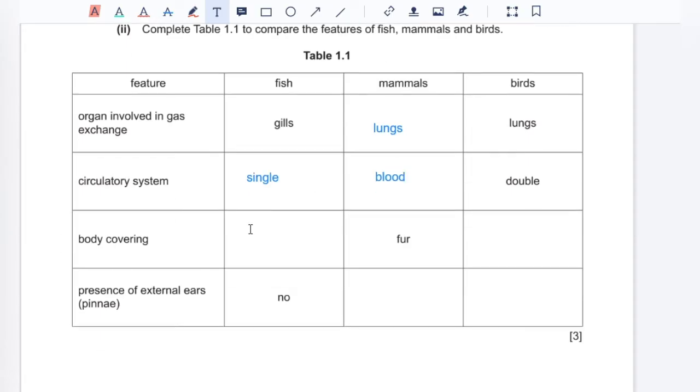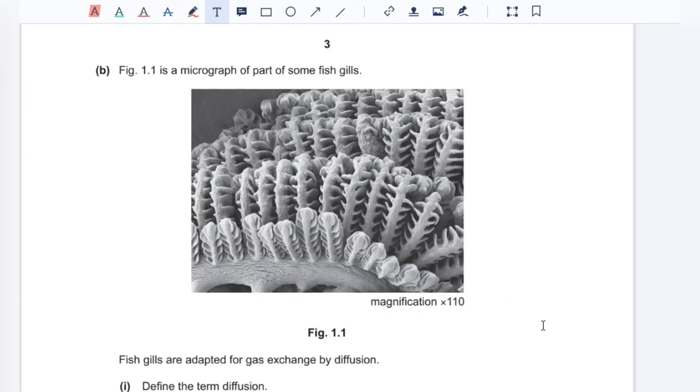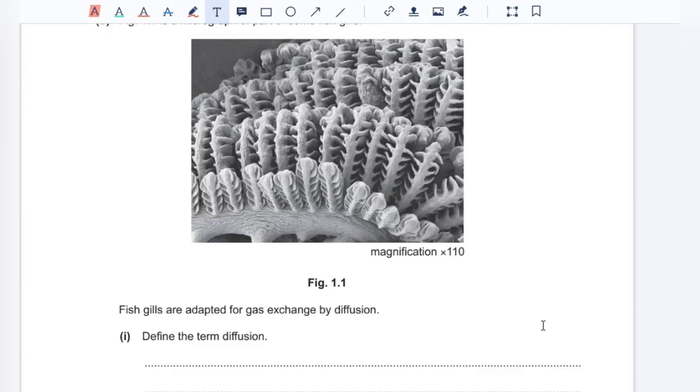The body of fish is covered in scales and that of birds is covered in feathers. Only mammals have external ears, whereas fish and birds do not. B. Figure 1.1 is a micrograph of part of some fish gills. Fish gills are adapted for gas exchange by diffusion.